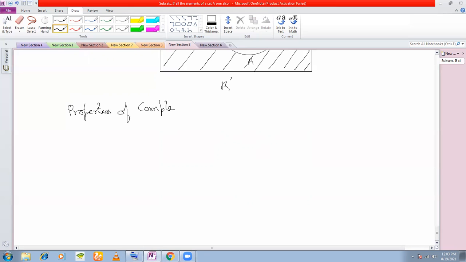This you will require. Properties of complementation of sets. The first property of complementation is that the complement of a complement will give you the set itself. Next property is that the complement of a universal set is a null set, and the complement of a null set is a universal set.